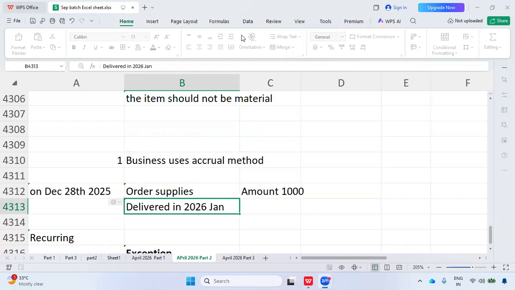Okay, so that's it for today, guys. We have covered a few points in Unit 4, business expenses. Please let me know if you have any questions. If no, then we can wind up for today.